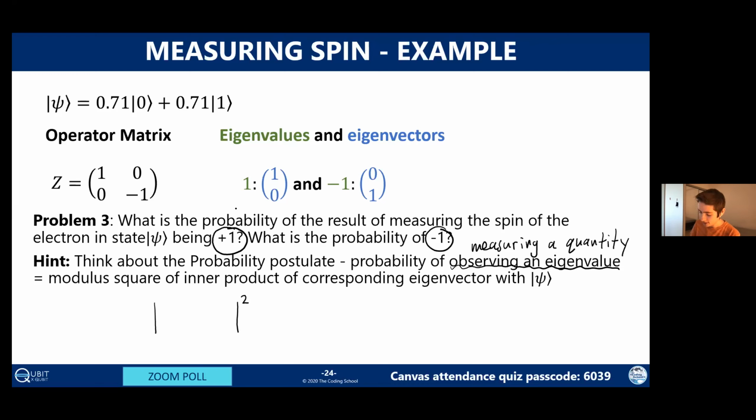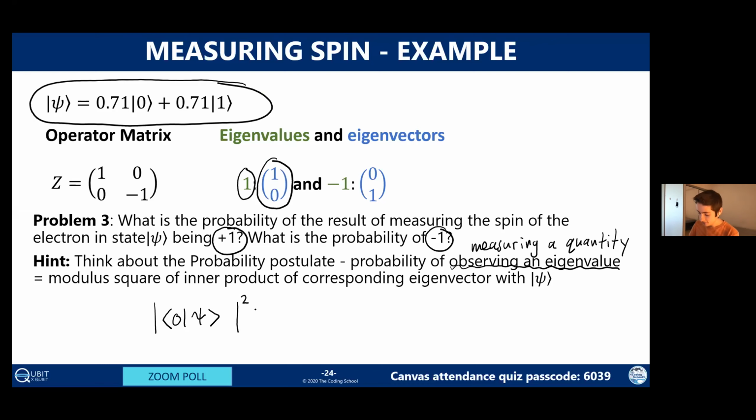So I'll just do it for +1 here. The corresponding eigenvector for +1 is ket 0 with ket psi. Okay, so you work this out. Our definition of ket psi is given up here. You work this out on your calculator, you should get 0.5. And if you do the same thing with ket 1, you should also get 0.5. So the answers there were half and half.